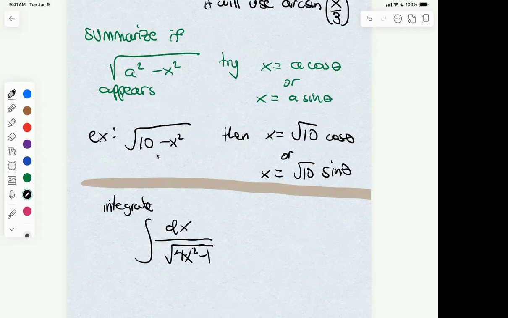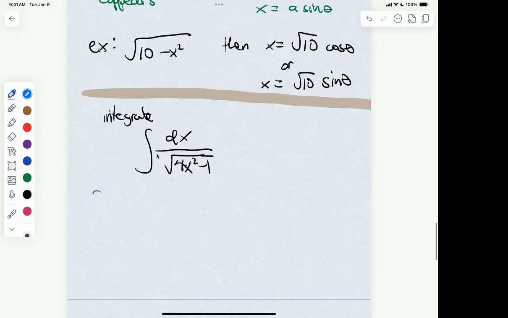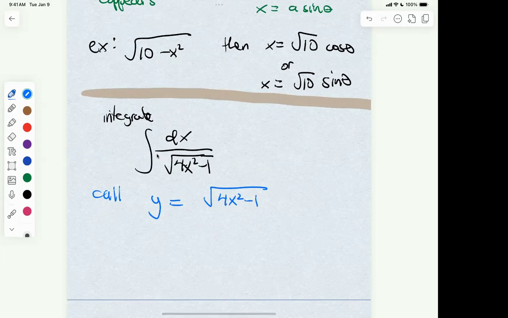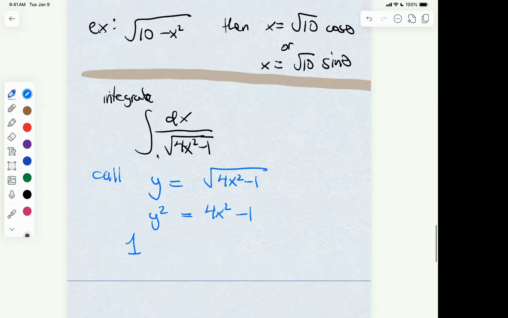So you don't have to memorize any substitutions. That's what I'm trying to say. You just need to remember the Pythagorean theorem. So you just call y the thing involving the square root. If you square that, you get y squared equals 4x squared minus 1, right? And for the Pythagorean theorem, you have to see it as a sum of squares. So I'll move the 1 to the other side, because that allows me to write this as the sum of 2 squares.